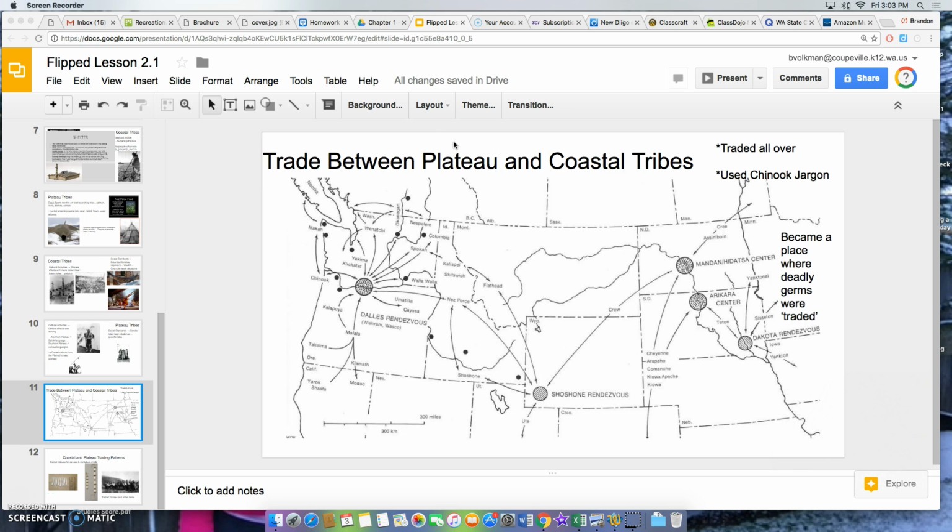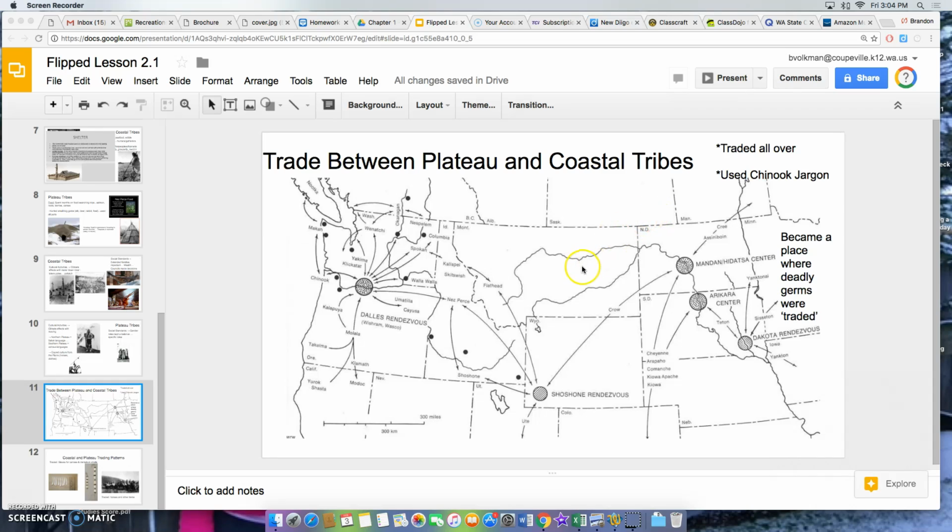Talk about the trade between the Plateau and coastal tribes. This is a great map to kind of show where they traded and who they traded with and where they came from. Obviously, the bigger the circle we have here, the more trade that occurred within it. Right here is Washington State, and you can see that this region, called the Dalles region, was a huge area where tribes from all over not only our state, but surrounding states came to trade.